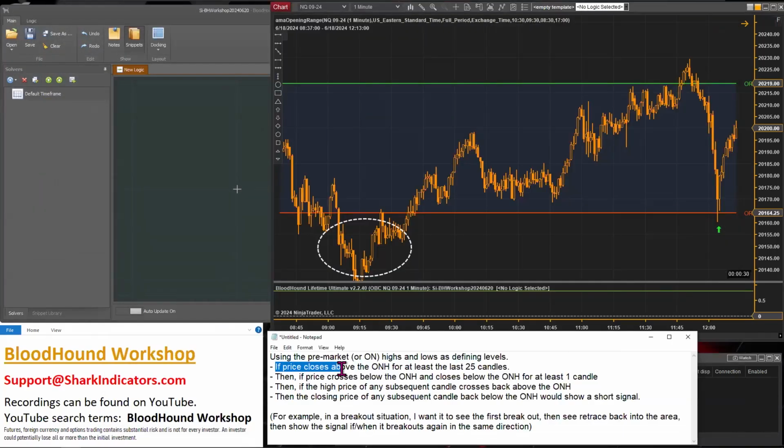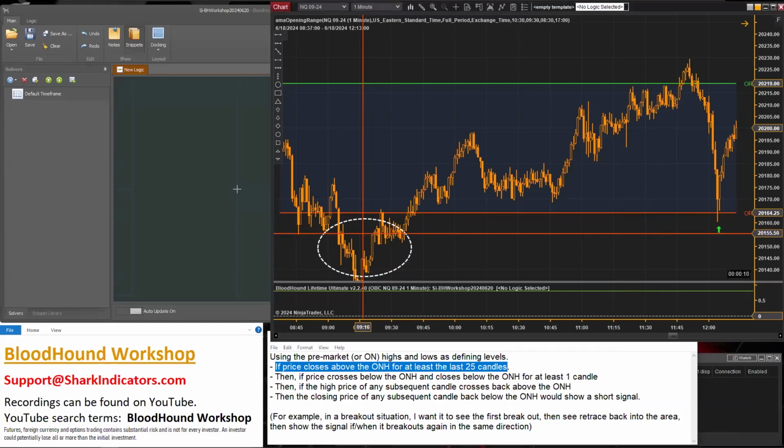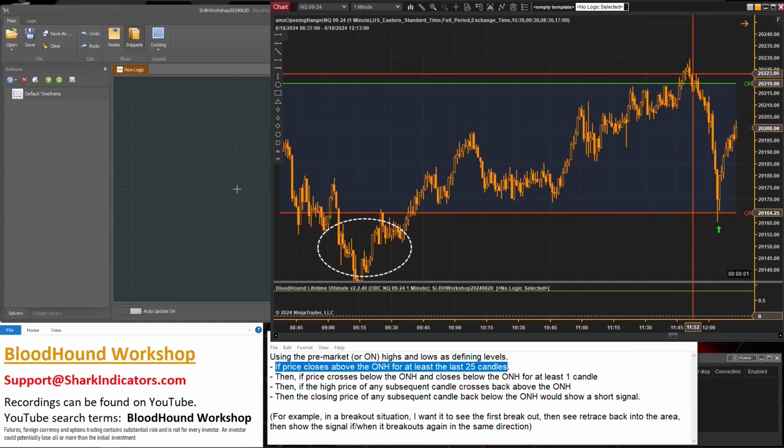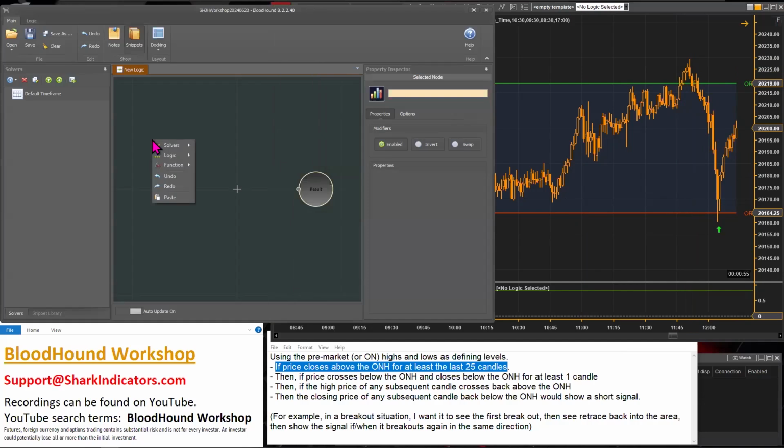First thing we're going to do here is identify the breakout for at least 25 candles. The easiest way to do that would be to use a comparison solver. We're just going to compare the close of each bar to the range's low and to the range's high. So we're going to use a comparison solver to do that.